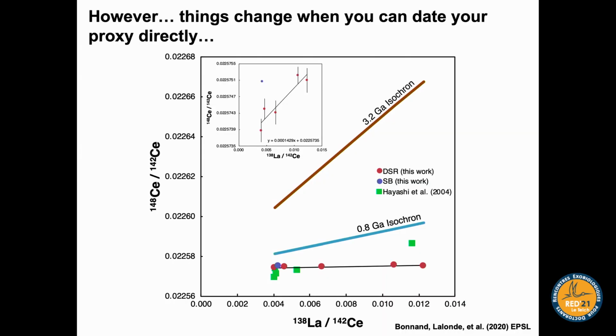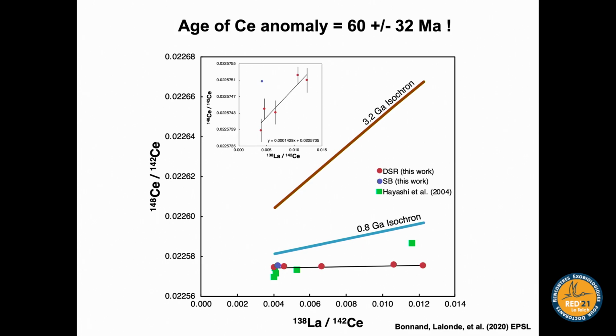We also performed lanthanum cerium geochronology, and this is a difficult dating technique. What you're seeing here is the first sedimentary lanthanum cerium isochron, produced by Pierre Bonon at Clermont-Ferrand, and what we're seeing here is an age that's actually only 60 million years old. This is very confusing. On one hand, we have a cerium anomaly where the cerium itself is giving a 60 million year old age, but its neighbors samarium and neodymium are giving 3.2 billion year old ages.